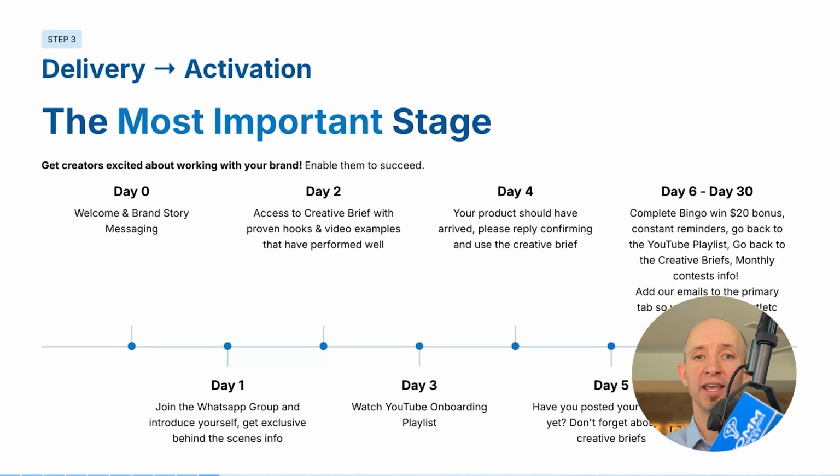Day 6 through 30 is where we're going to continue to reach out to them on a daily basis. And there's one key aspect that we want them to complete now. We want them to complete a little bingo card or a game that we have created. Basically, we have gamified the experience so that when we have an unactivated creator, we want to incentivize them to post not just one video, but to get excited about posting multiple videos and getting into that habit.